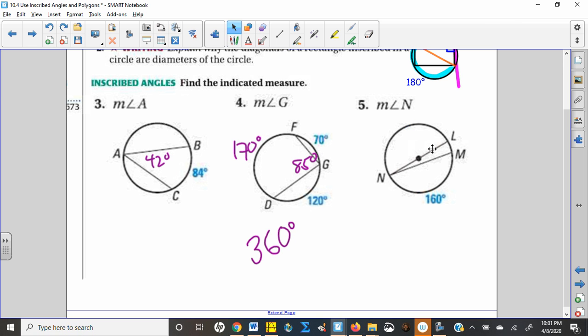I told you a couple minutes ago how important diameters were. Don't lose track of your diameters. Diameters are terribly, terribly helpful, and they always find semicircles for you. So NML is 180 degrees. And if this arc NM is 160, by subtraction LM is 20, which means skinny little angle here is 10 degrees, right? Half of 20.